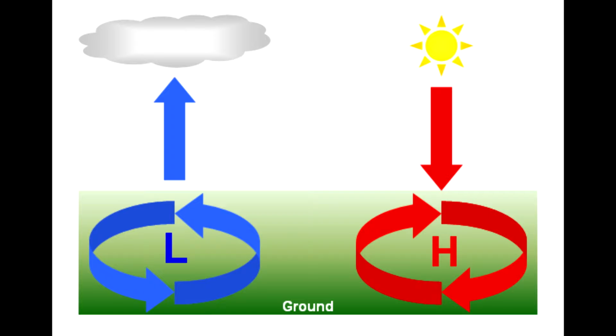Air has to come from above to fill in the void left by the diverging air at the surface. This leads to sinking motion in the center of a high-pressure system, and generally clear air. This explains why high-pressure systems are associated with what we think of as good weather.